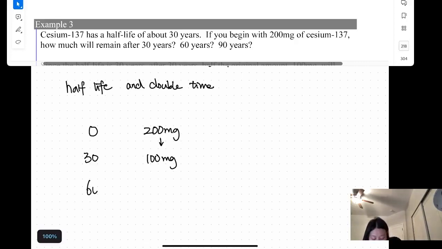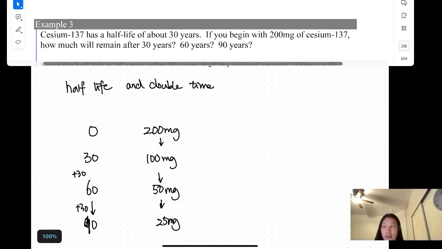And then after another 13 years, which is 26 years, you add another 13 years. After another 13 years, you're going to remain at another half, 50 milligrams. And then after 39 years, that means another half-life from the 26 years, so you will remain half of what you had after 26 years, which is 25 milligrams.